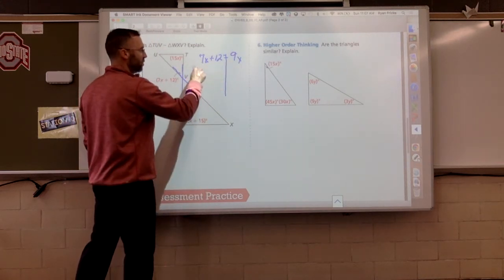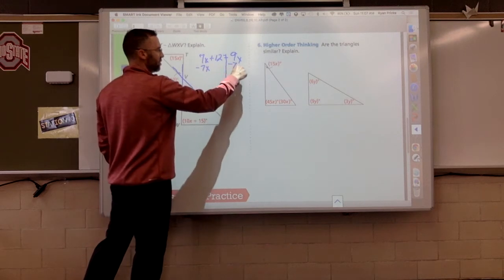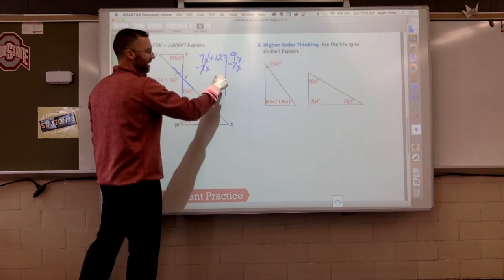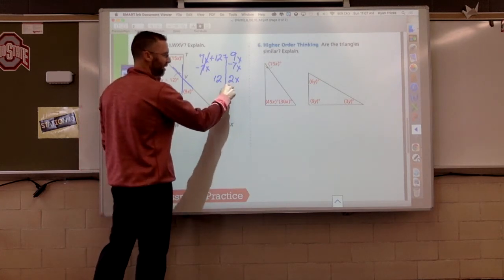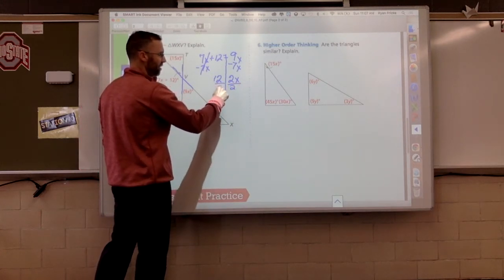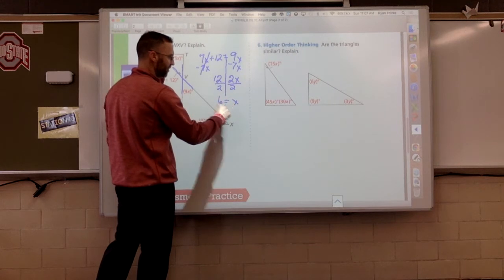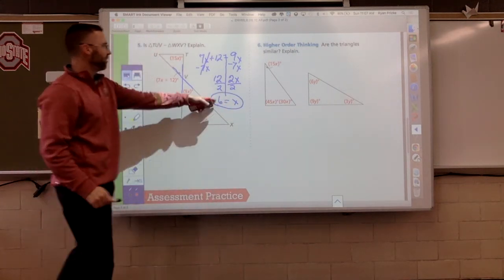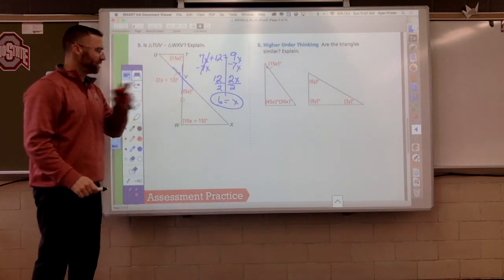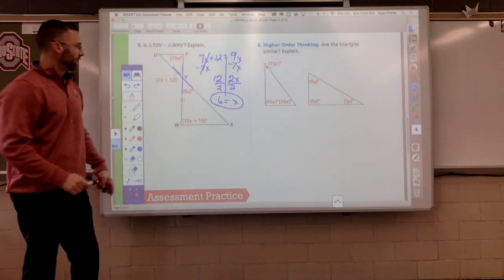We only have a variable term here, so take this variable term to the other side. Leaves us with 12, leaves us with 2x. We then divide by the coefficient of 2. X is equal to 6. We now have to use that value of x to determine the measures of these angles.